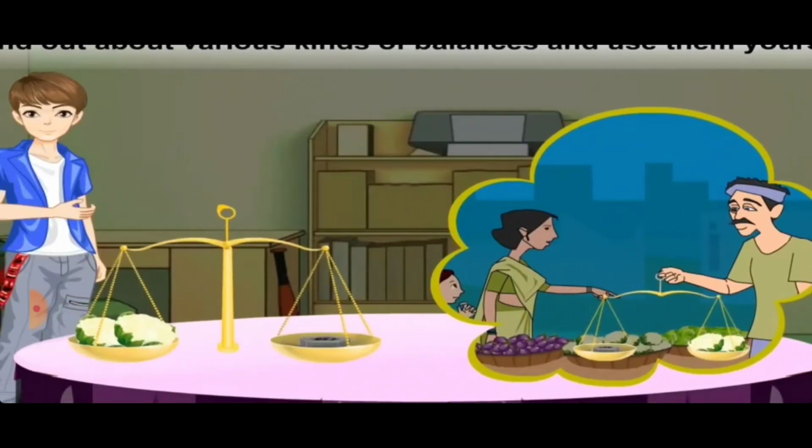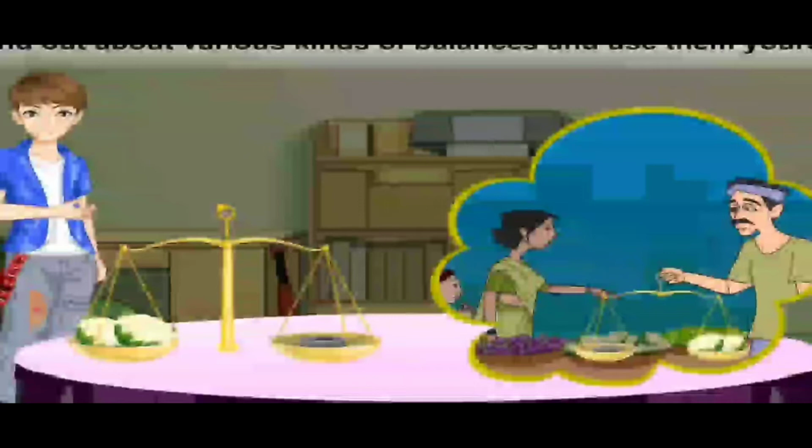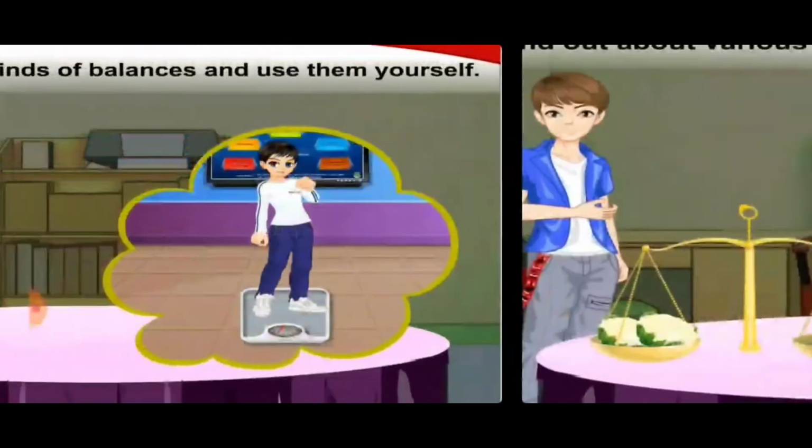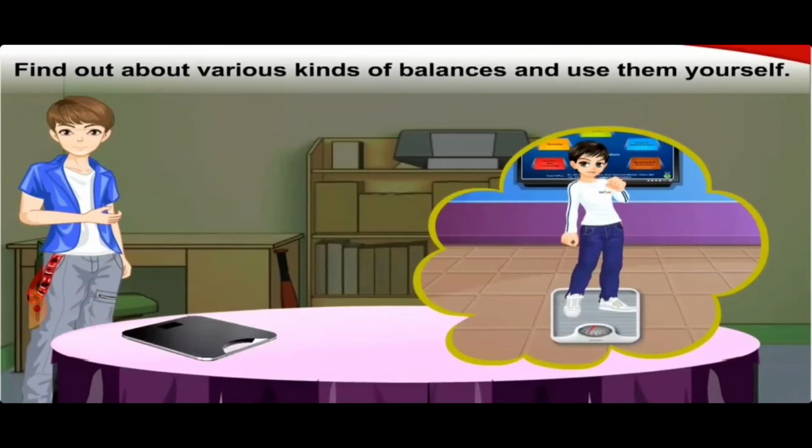This bigger balance is used mostly by greengrocers when you buy vegetables. He uses standard weights to weigh the vegetables. As you grow, children, your weight increases, and to measure your weight, you can use this weighing machine. In this way, some kinds of balances need standard weights and some are machines or scales which are electronic.